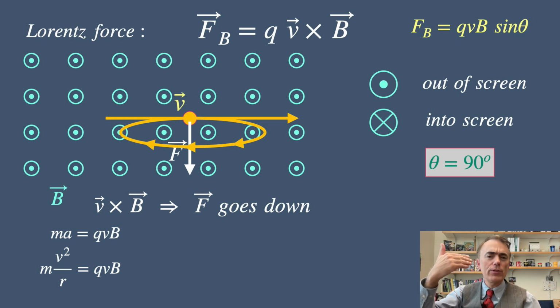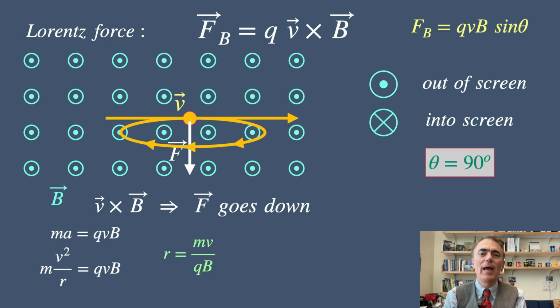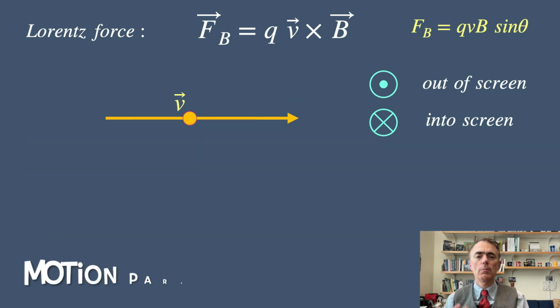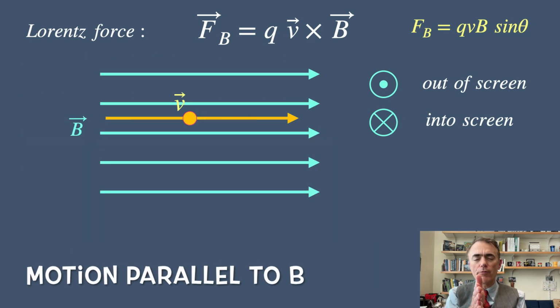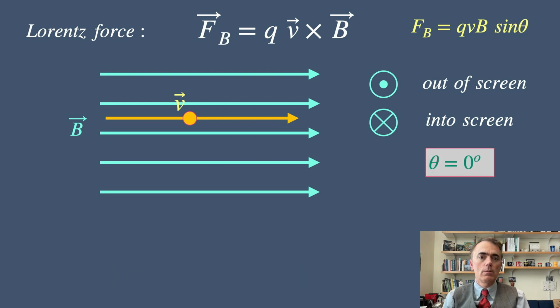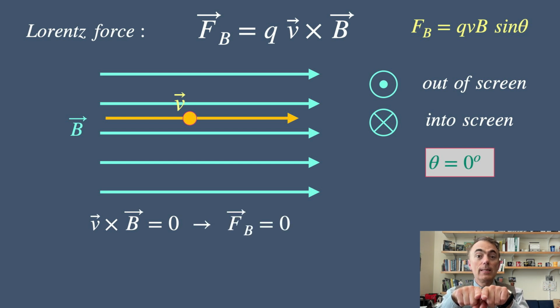And the radius of curvature, as we saw in the previous lesson, is mv divided by qB, where m is the mass of the particle, v is its speed, q is the charge, and B is the magnetic field strength. Now, let's look at another example. Let's assume that the motion is parallel to the magnetic field, then θ is 0. So the sine of 0 is 0, so if the velocity v is parallel to the magnetic field B, then the magnetic force is 0. The particle will continue in a straight line at a constant speed.